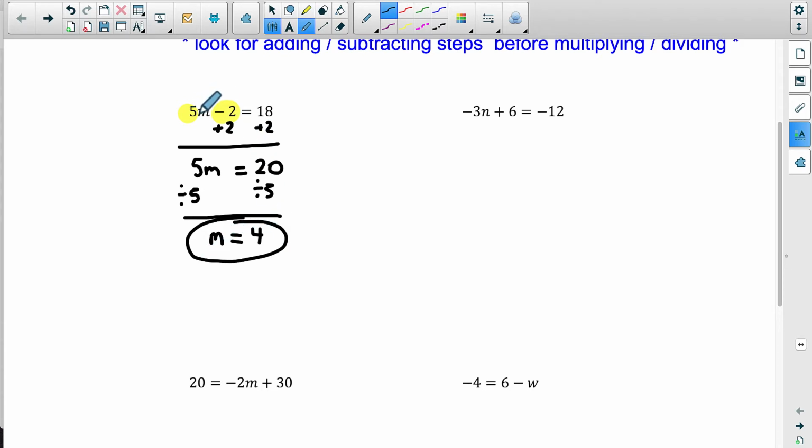As always, if you want to check your answer, just plug it in. 5 times m, which is 4. So 5 times 4 is 20. Take away 2 is 18. We got it.